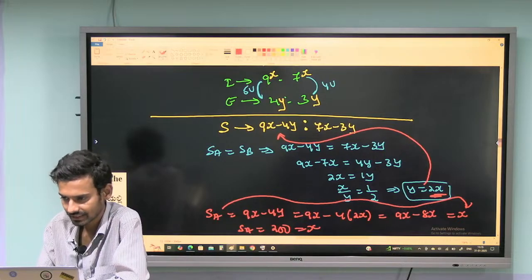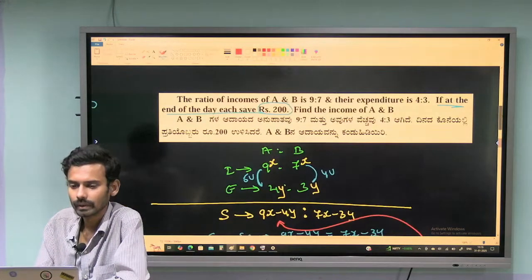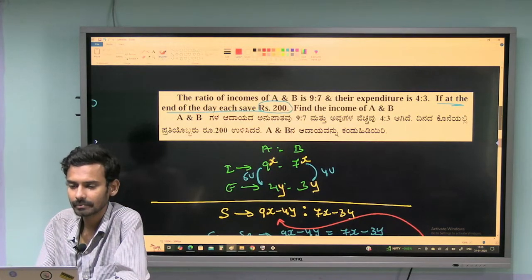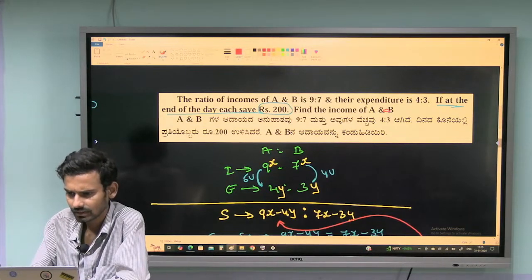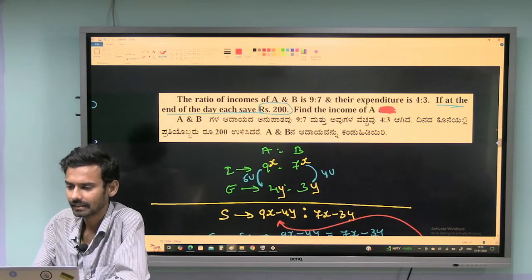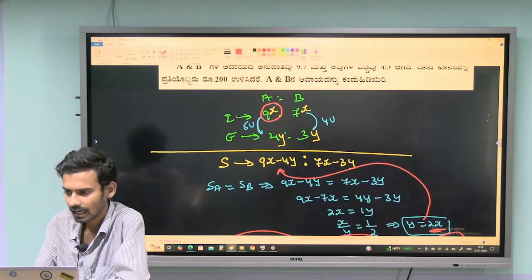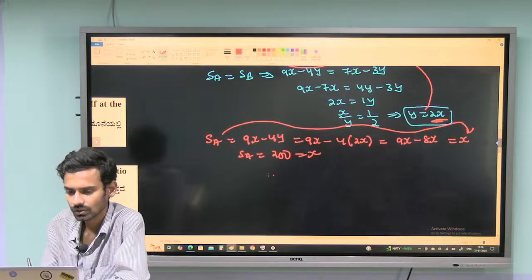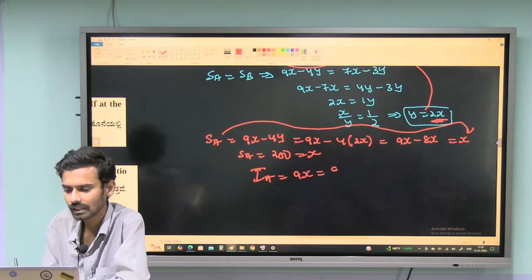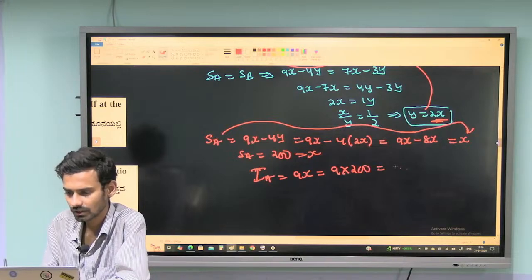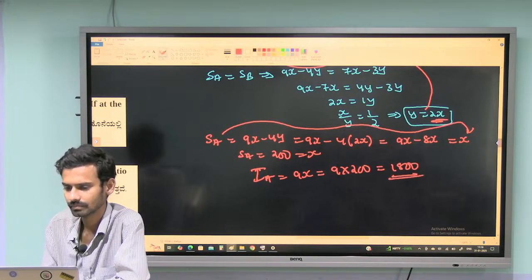Now what is the question asking for? The question is asking for the income of A and B. Let me find any one. Let me check the income of A. What is the income of A according to the ratio? Is it 9x? And I got the x value as 200. So the income of A will be equal to 9x, which is equal to 9 into 200. So my answer should be 1800.